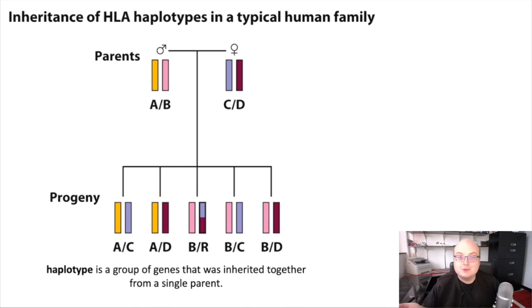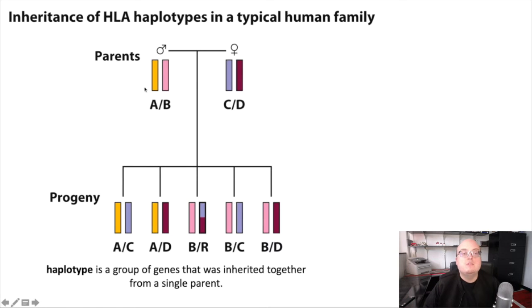How do we accumulate all of the different versions of MHC that we have in our genomes? It's pretty standard for what you might expect based on any previous coursework in genetics, but a main idea that I want to stress here is that we inherit collections of MHC alleles that we call haplotypes. So a haplotype is a group of genes that is inherited together from a single parent.